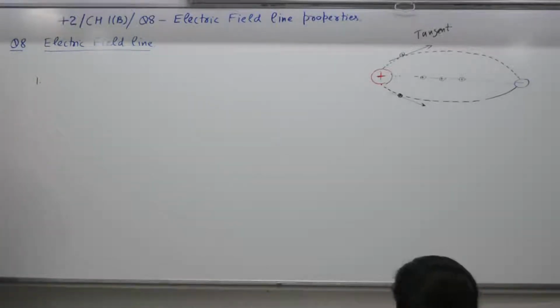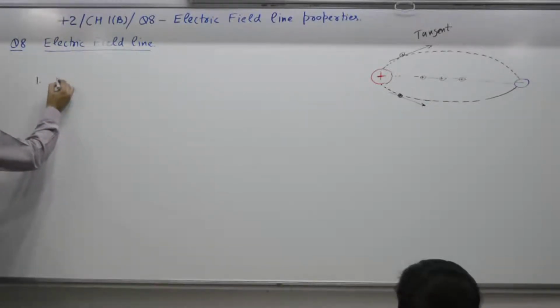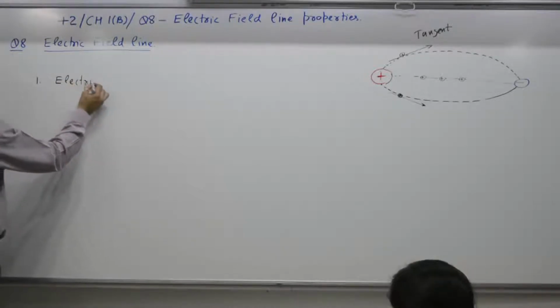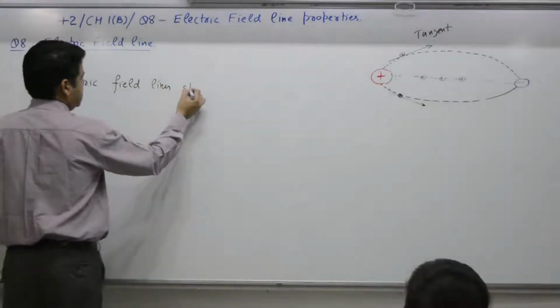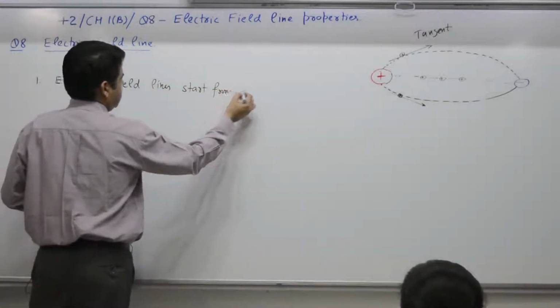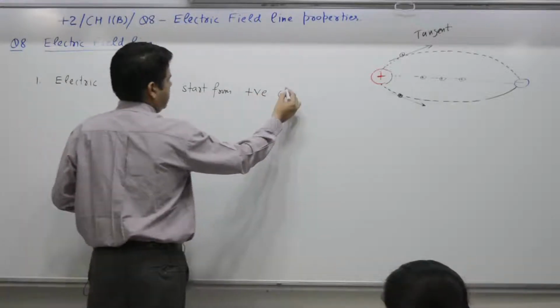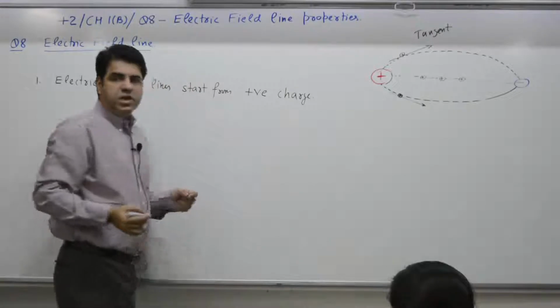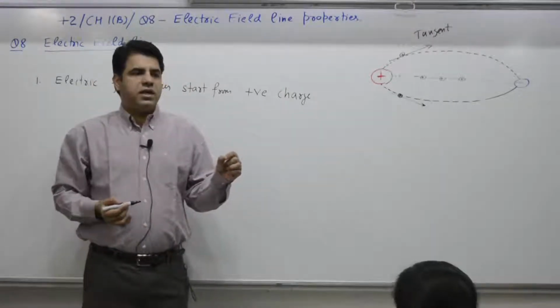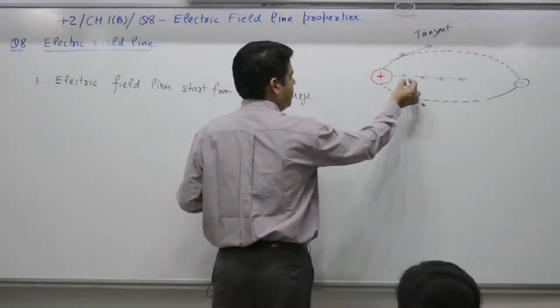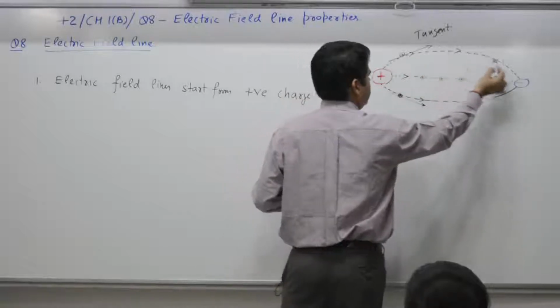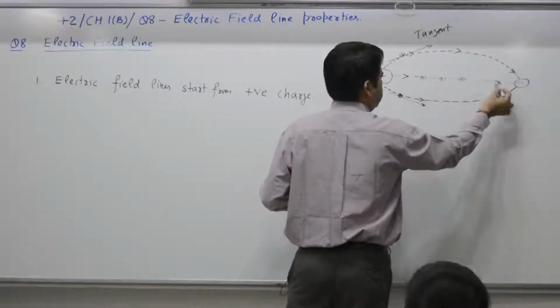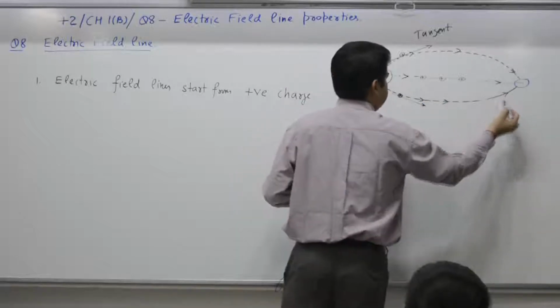Point number 1, properties. Electric field lines start from positive charge. As in 10th class, magnetic field lines start from north and end at south, so here they start from positive. The line moves from positive to negative. Here also the line starts from positive and ends at negative.